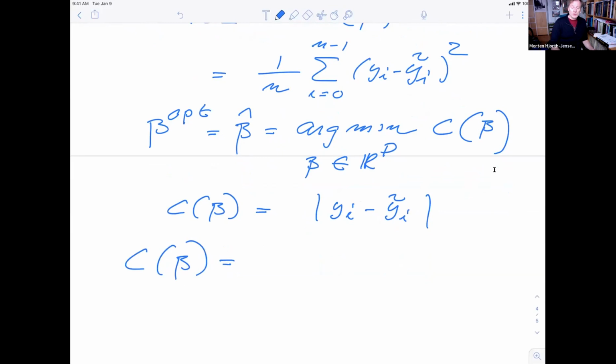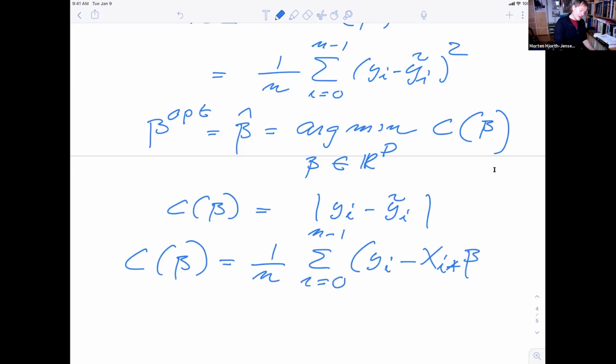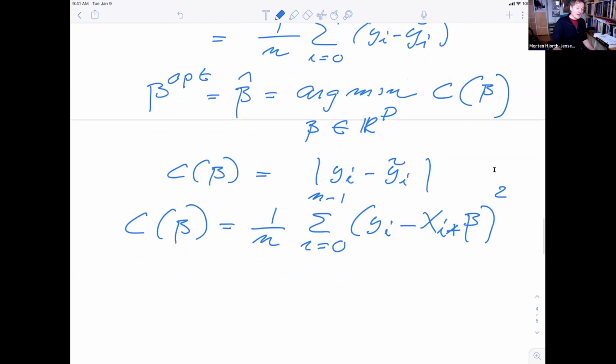We can rewrite that one in terms of the model which we have. So I would rewrite it like 1 over n, and then we have the sum over i equal to 0 to n minus 1 of my y_i minus this matrix x_i. So I'm taking the row i and multiplying that with the vector beta, squared. Or if I now rewrite this in a more compact way, I can rewrite it in terms of a vector. So I have the vector y minus the matrix x times beta, transposed, times y minus x times beta.